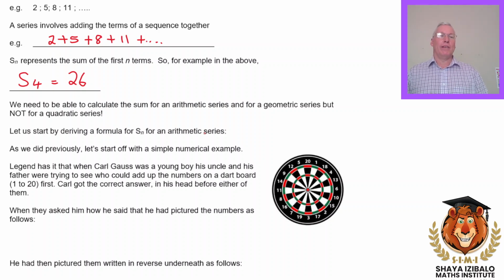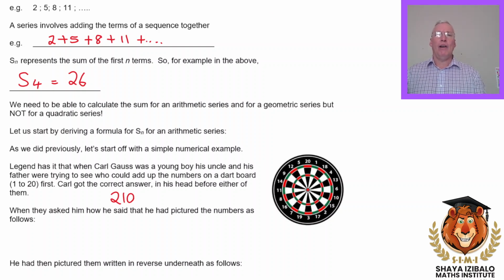But what I will tell you is that the father and the uncle were trying to add up all the numbers on the dartboard from 1 to 20. 1 plus 2 plus 3 plus 4. And they had a little competition to see who could get there first. And while they were still busy trying to work it out, Carl, the little boy, Carl Gauss, said, oh no, it's easy. It's 210. And when they worked it out, they got 210. And they were absolutely amazed.